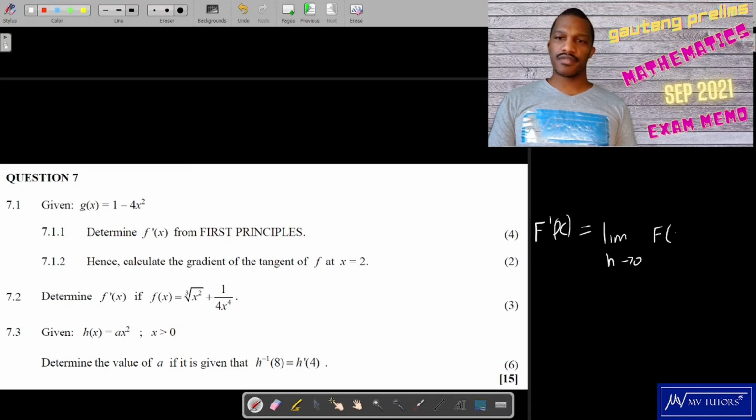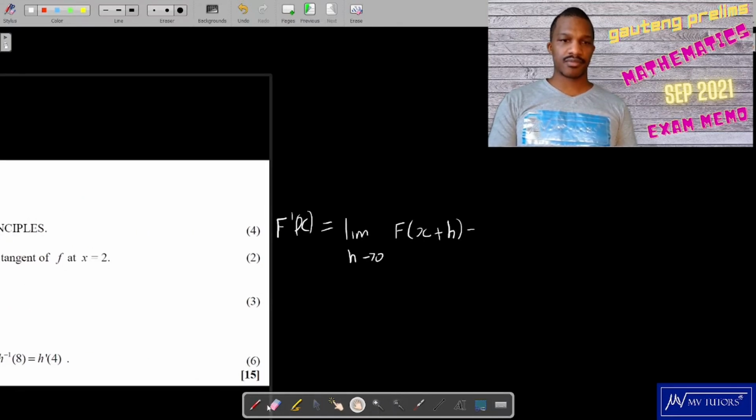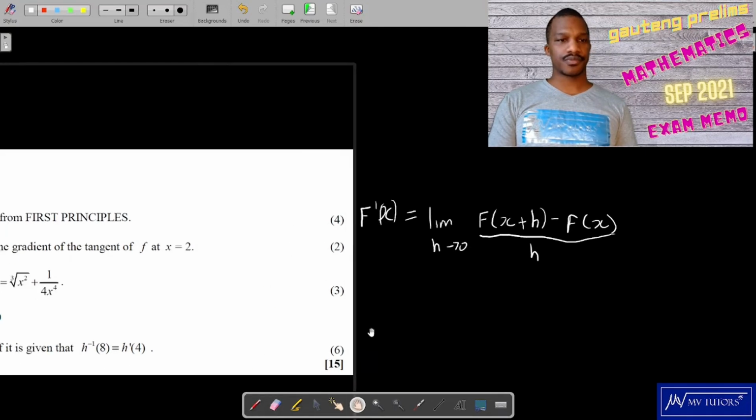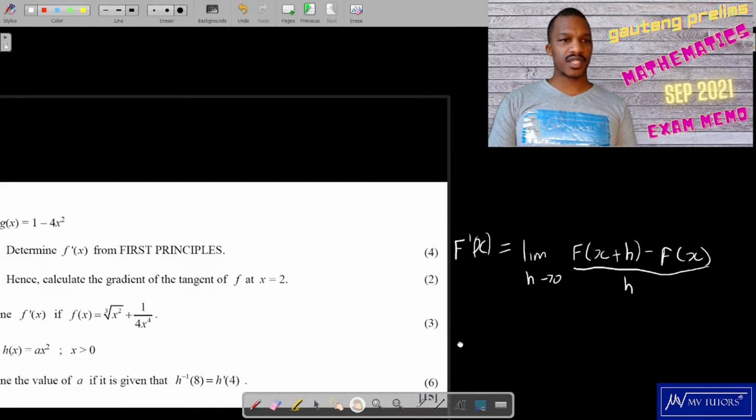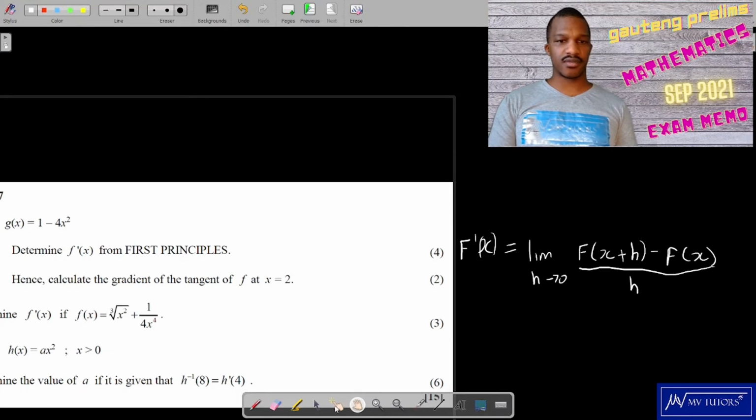f of x plus h minus f of x, and all this divided by h. All right, so first of all, let's get what f of x is. Well, in this case, it's g of x, but it's fine. Let's just call it f of x for simplicity's sake. So f of x is equal to 1 minus 4x squared, right?